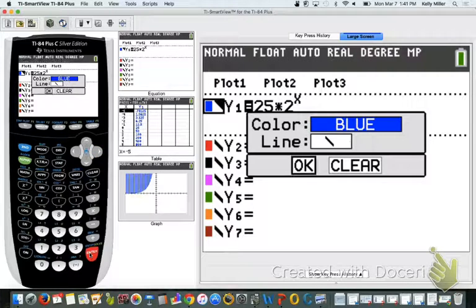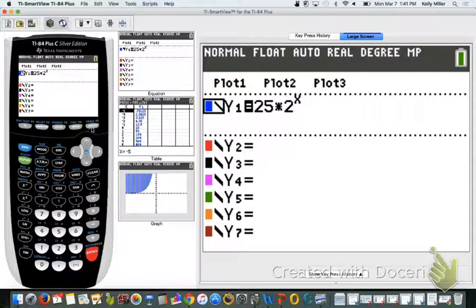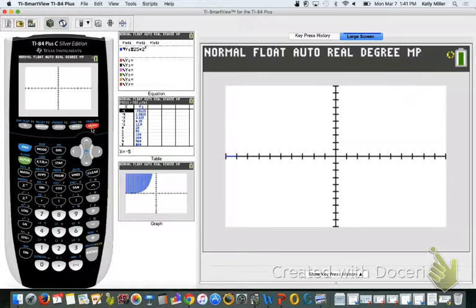There we go. All right, so we got our graph. Is our graph linear? No. It's not a line, is it? Is it a function? Yes. Yes, it passes the vertical line test, right?